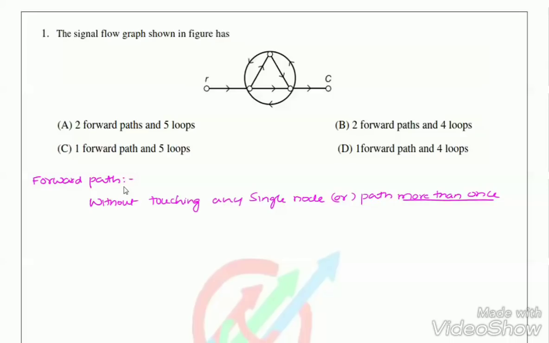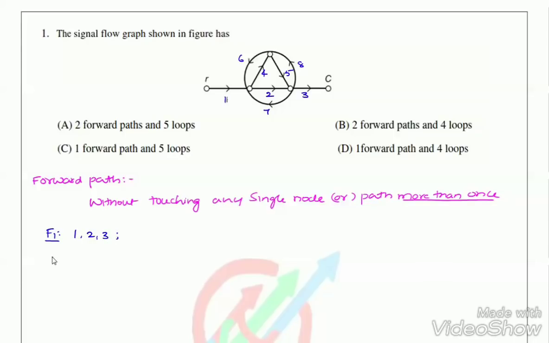Let me give names and numbering to the paths here: 1, 2, 3, 4, 5, 6, 7, 8. Now how many forward paths do we have? First of all, F1 is forward path 1. Forward path 1 will have 1, 2, 3 directly.